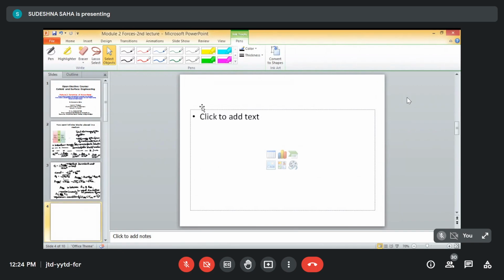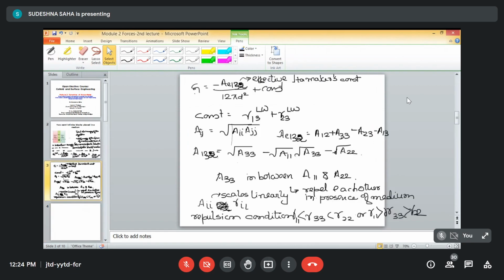Because if the Hamaker constant becomes negative, then what will happen? The force will become positive, right? So that means there will be an attractive force. If the Hamaker constant becomes positive, then only the overall force will become negative. So that's why we want this to be positive, and in order to do that, A33 has to be in between these two.